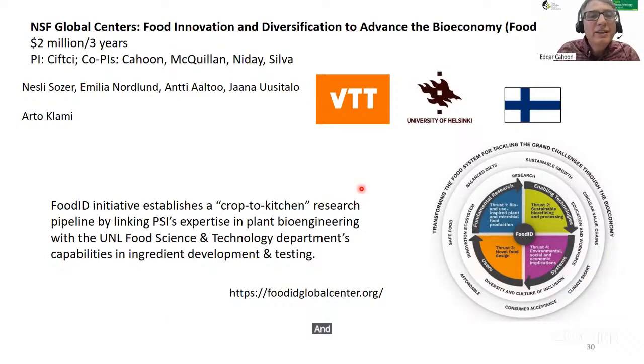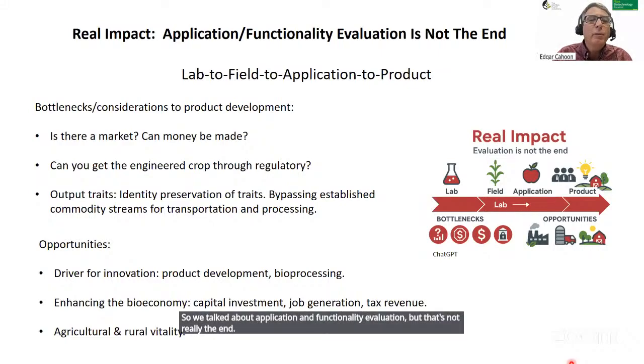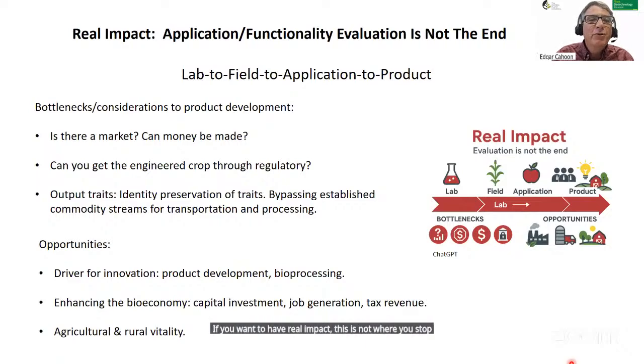And next slide, Hyojin. This is the last slide, and maybe to stimulate some discussion at the end. So we talked about application and functionality evaluation, but that's not really the end. If you want to have real impact, this is not where you stop. You really stop at trying to generate a product.